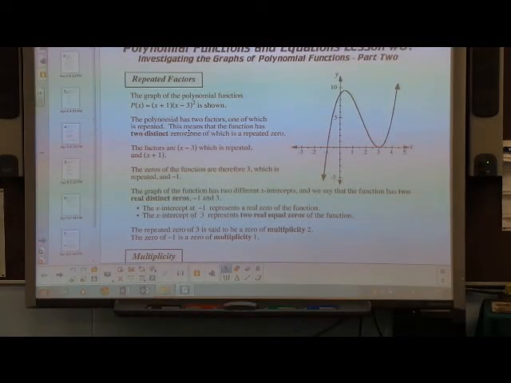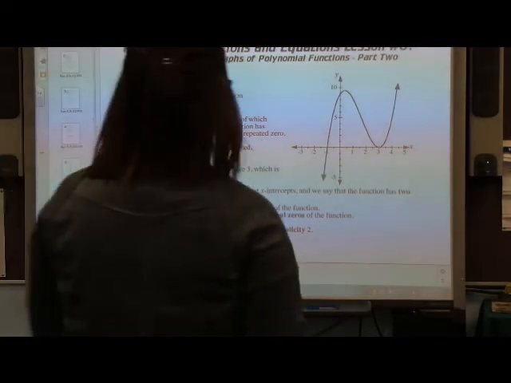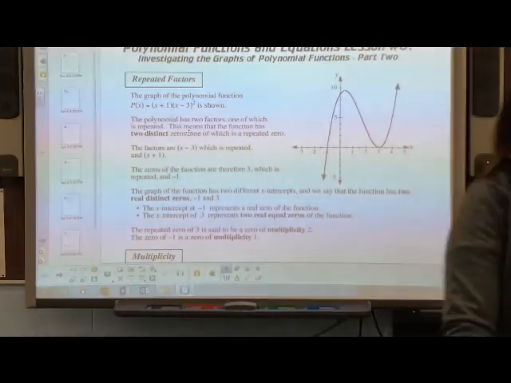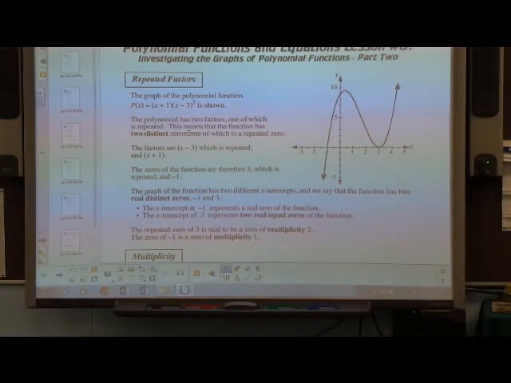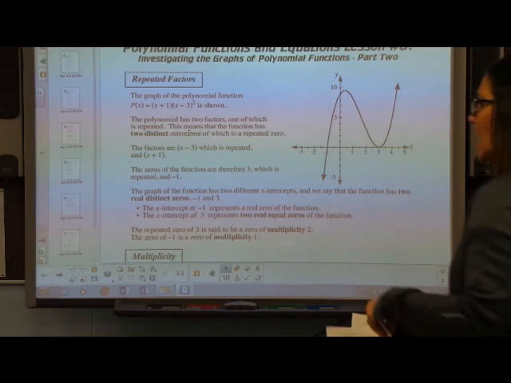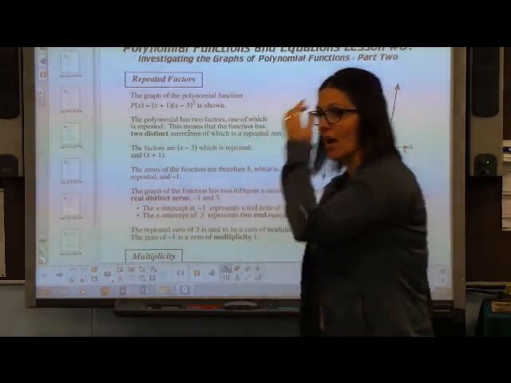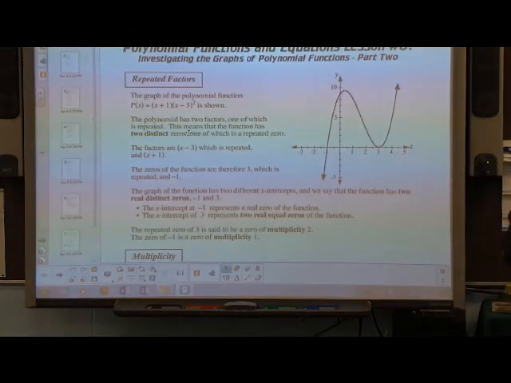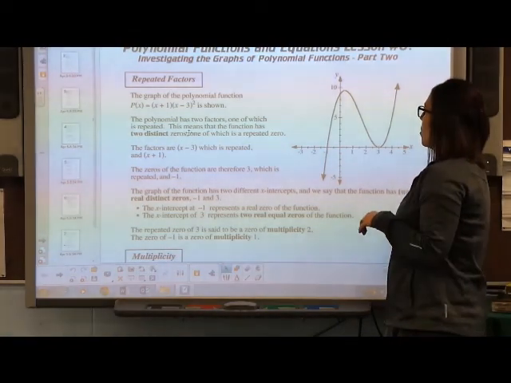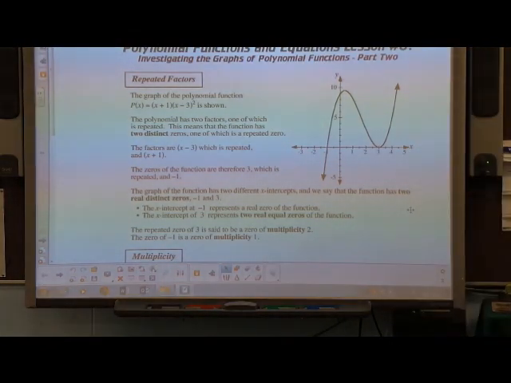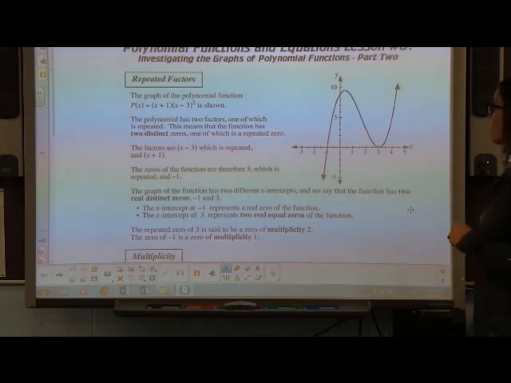Lesson 8 is investigating the graphs of polynomial functions, part 2. This one looks at certain characteristics to be able to start sketching what our graphs look like without using a calculator. So if we look at the idea of repeated factors, the graph of the polynomial function p of x, which is x plus 1 times x minus 3 squared, is shown.